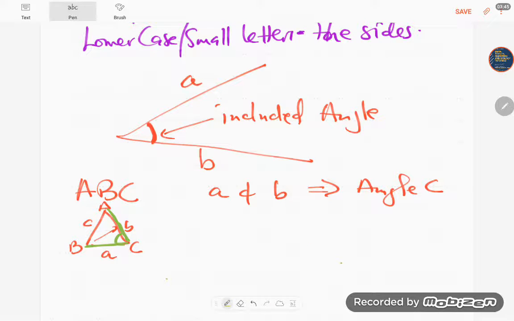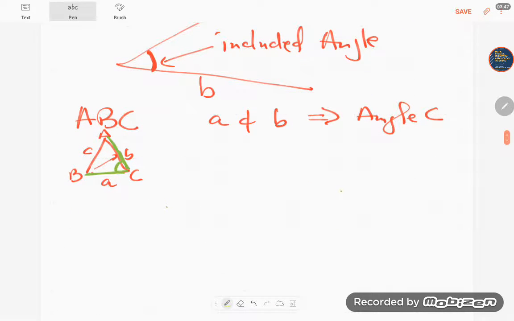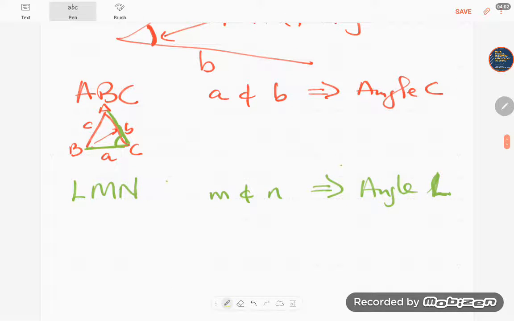If I gave you a different triangle, triangle L, M, N, and I gave you side M and side N, then the angle that they make is going to be angle L. So that's the included angle.